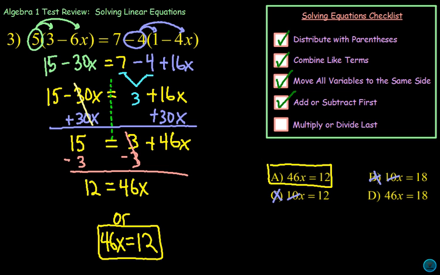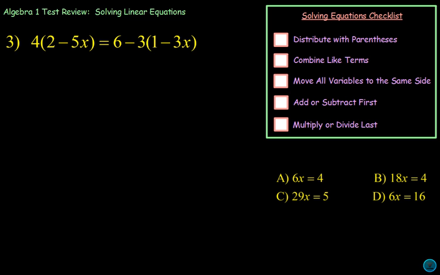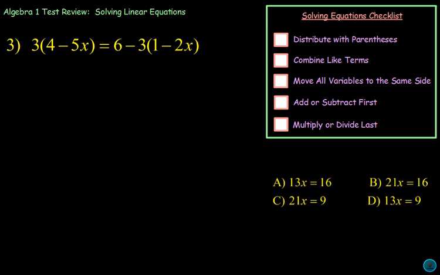All right, well, hopefully you didn't have too many problems with 3 in the middle and 3 on the right. So let's go ahead and check your answers. Make sure you got the right thing. For number 3 in the middle, you should have got C, 29x equals 5. And for number 3 on the right column, again, you should have got C, 21x equals 9.